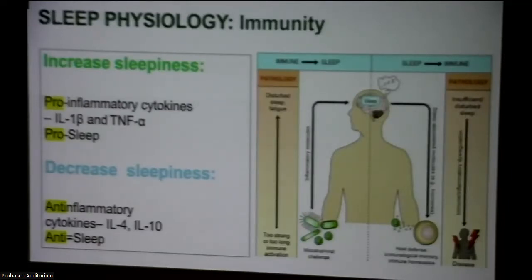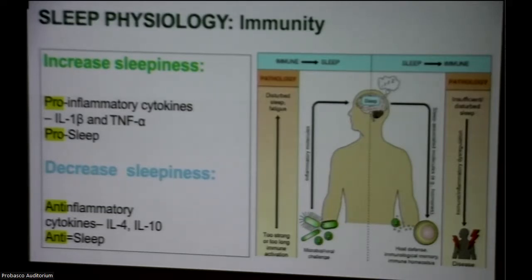Important to understand, it goes without saying that the less we sleep, the more susceptible we are to disease. And of course, normal sleep is important for proper immunity. There are pro-sleep, pro-inflammatory cytokines that predominate during sleep. Those are interleukin-1 beta and tumor necrosis factor alpha. And there are anti-sleep or anti-inflammatory cytokines that decrease the amount of sleepiness, and those are interleukin-4 and 10.